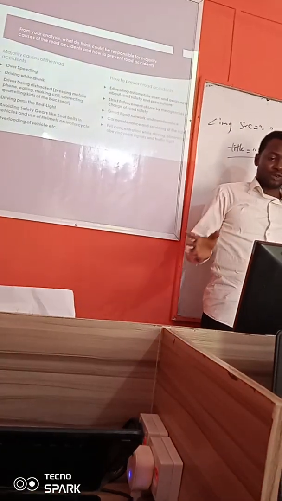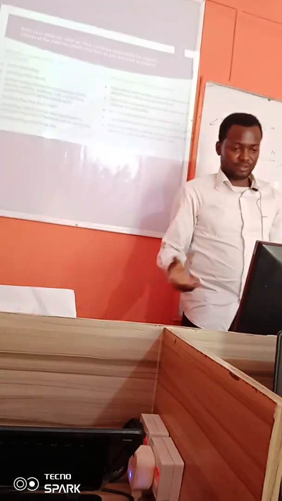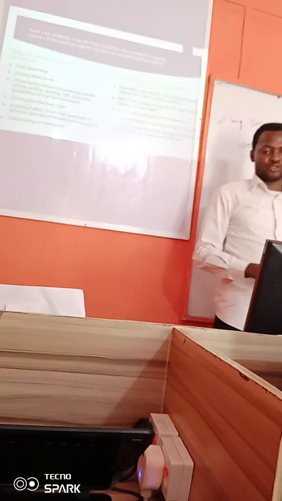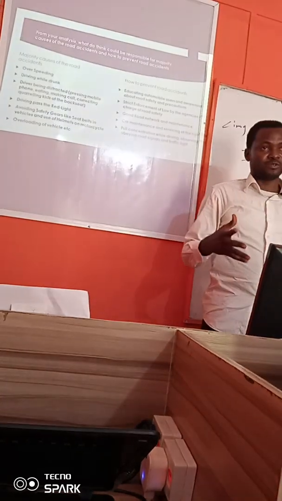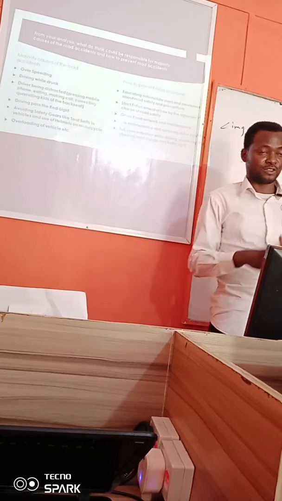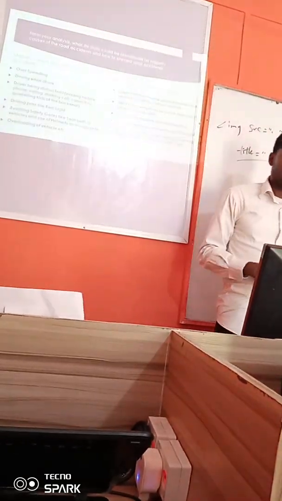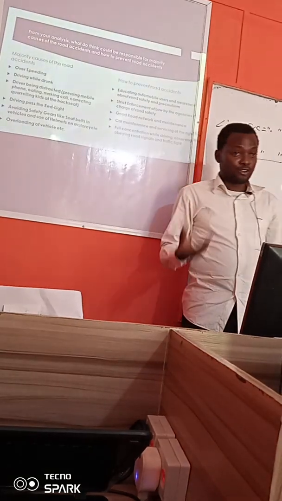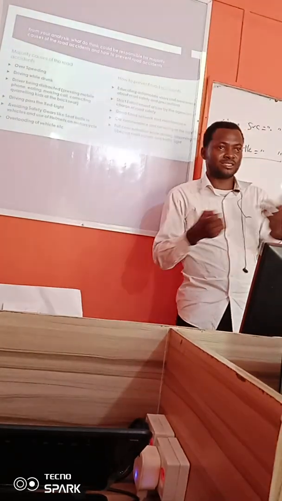That is the summary of everything, which is talking about the last question: what do I think could be responsible for the majority causes of road accidents and how to prevent them. So the first one is the majority causes of the accident. We have to know what is causing the accident first. Number one, over speeding. We have driving while drunk. Some people like driving while drunk. Then driving while distracted. Some people will be distracted pressing their phone.